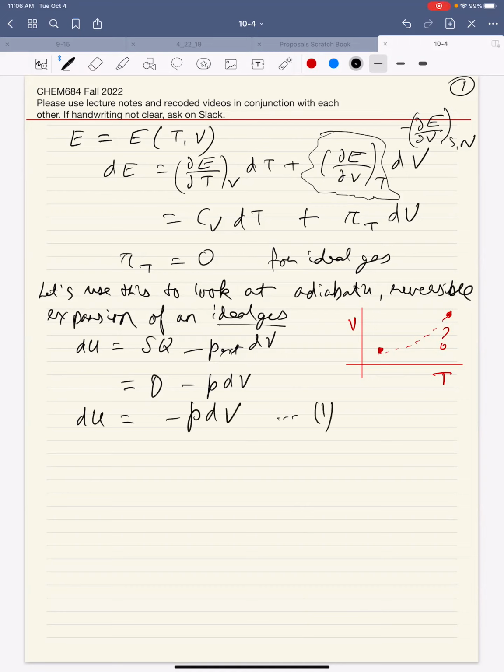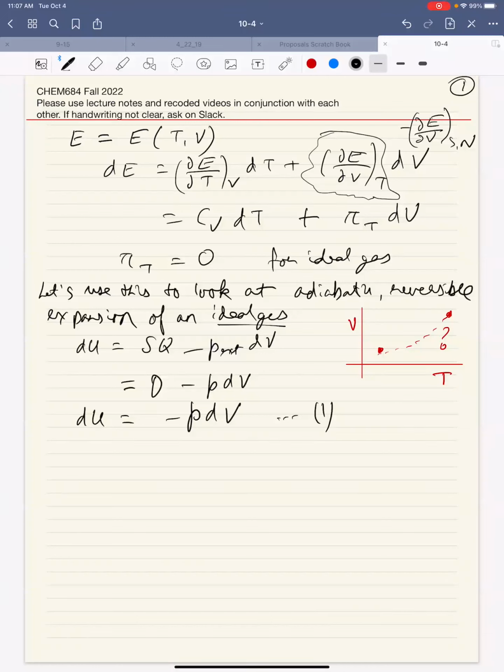It's an ideal gas, and I keep changing U and E. I will try to write E, but it's not possible. I will keep using U and E interchangeably. I can't help it. I'm sorry. It doesn't really matter much, I think, at this point.